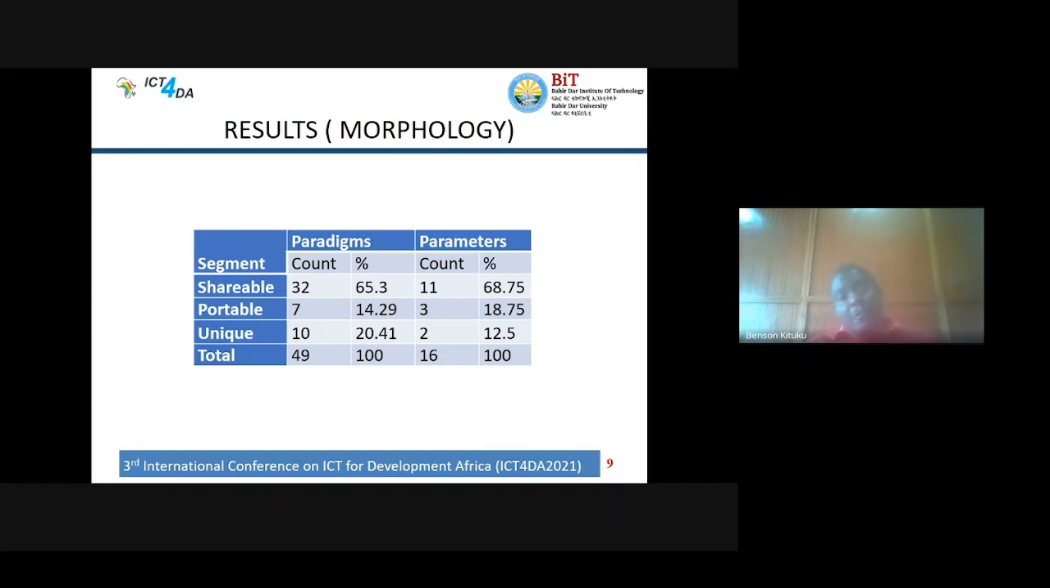While in terms of paradigms, which are the regular expression for morphology, 65% of them were shared, while 14.29 were portable. The structures were the same. It's only the content was different. In terms of parameters, at least 68% was the same, while portability was 18%.